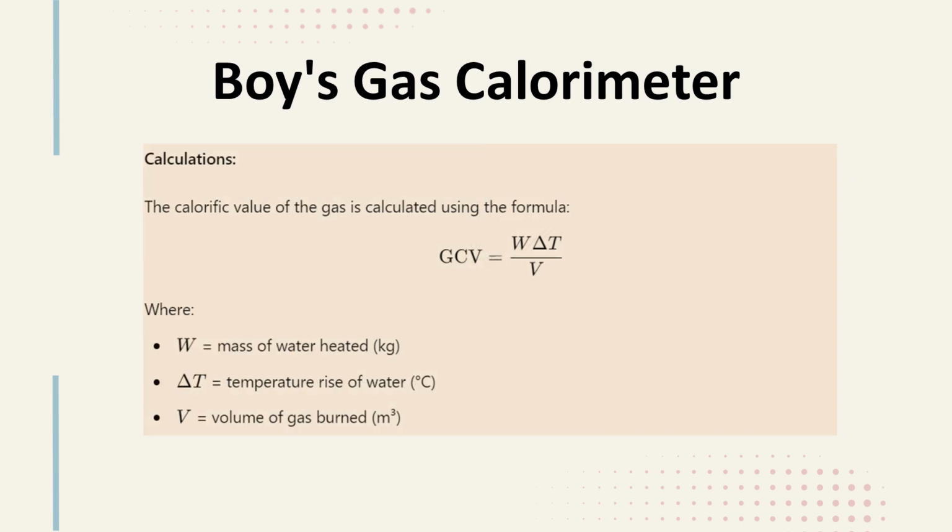The calorific value of the gas is calculated using the formula GCV equals W times delta T divided by V, where W equals mass of water heated, delta T equals temperature rise of water, and V equals volume of gas burned.